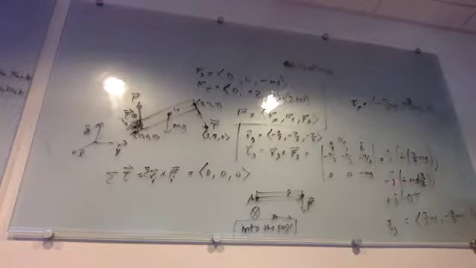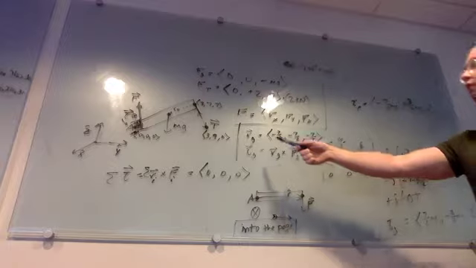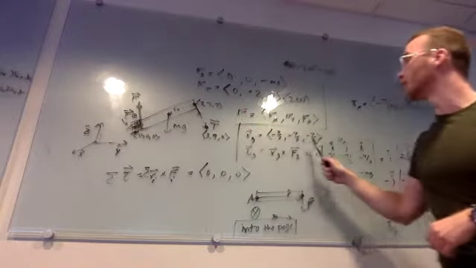My question is, do we account for the fact that there's an angle on the rod? Yes, we did, because we used the r vector to be this.